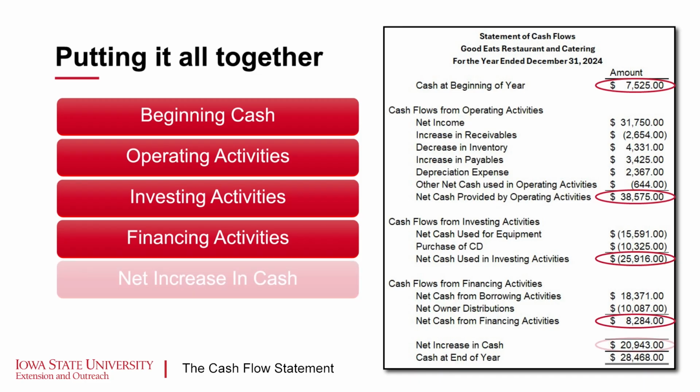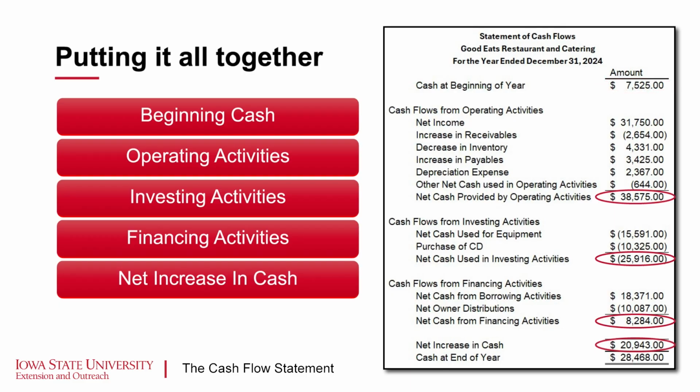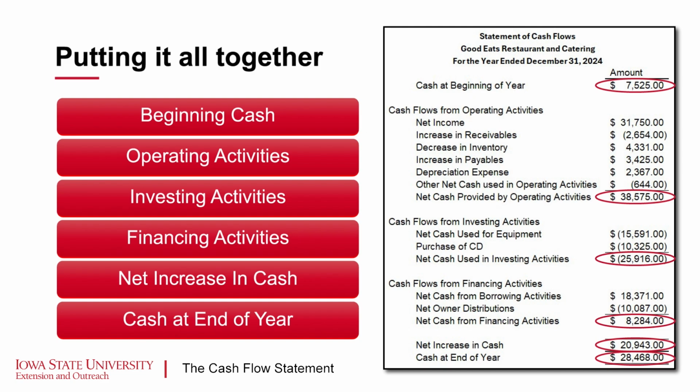After that, you calculate the net increase or decrease in cash from these three activities. Finally, you add the net increase in cash to the cash at the beginning of the year to find the total cash at the end of the year.